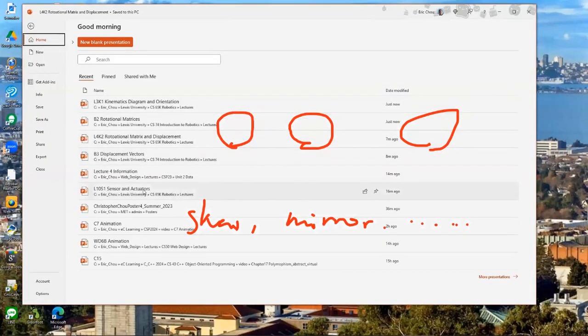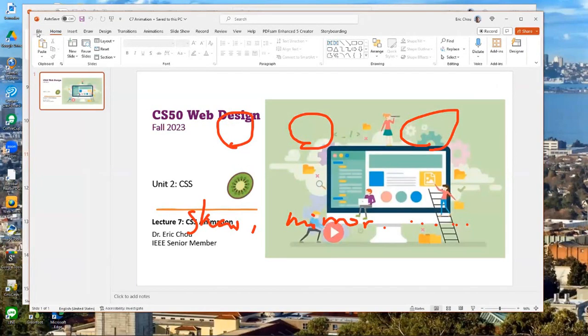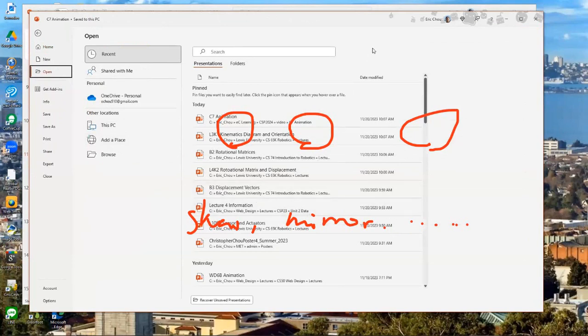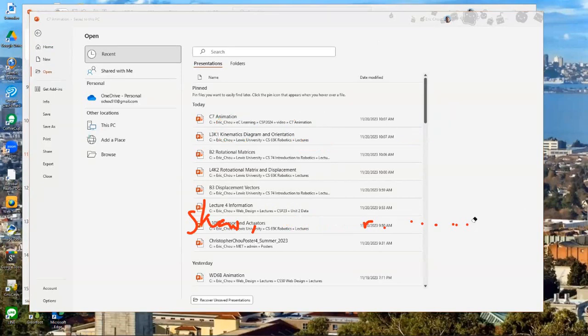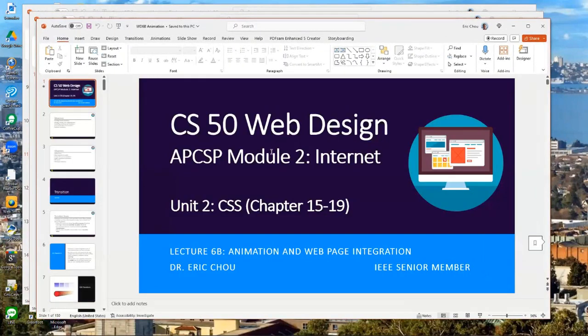Last night I just taught some kids website design, and web pages have pictures, and then you can work on the picture for the translations. So it should be this one. Okay, let's look at this one.